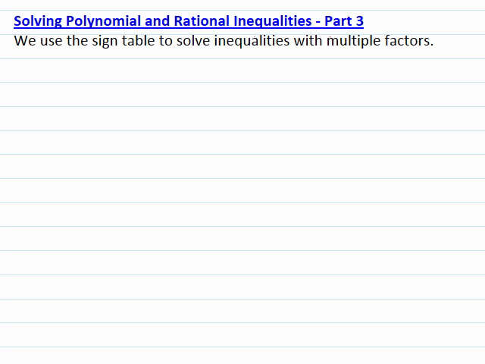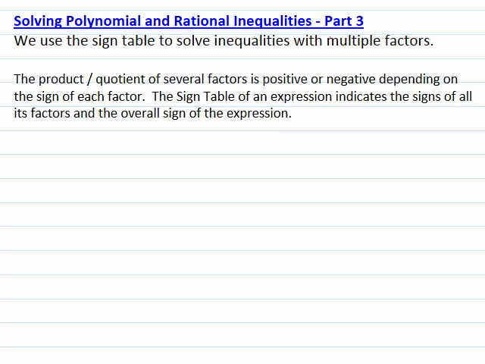To the third lesson on solving polynomial and rational inequalities. We use the sign table to solve inequalities with multiple factors. The product or quotient of several factors is positive or negative depending on the sign of each factor. The sign table of an expression indicates the signs of all its factors and the overall sign of the expression.